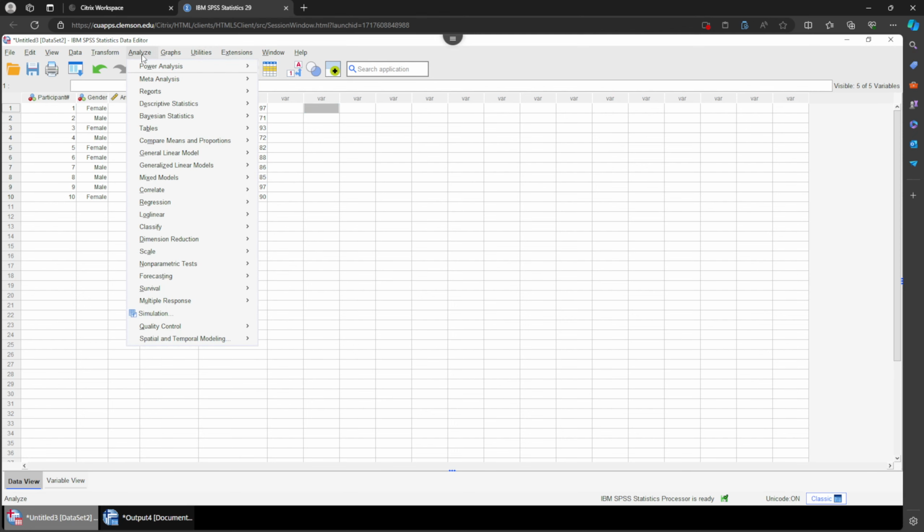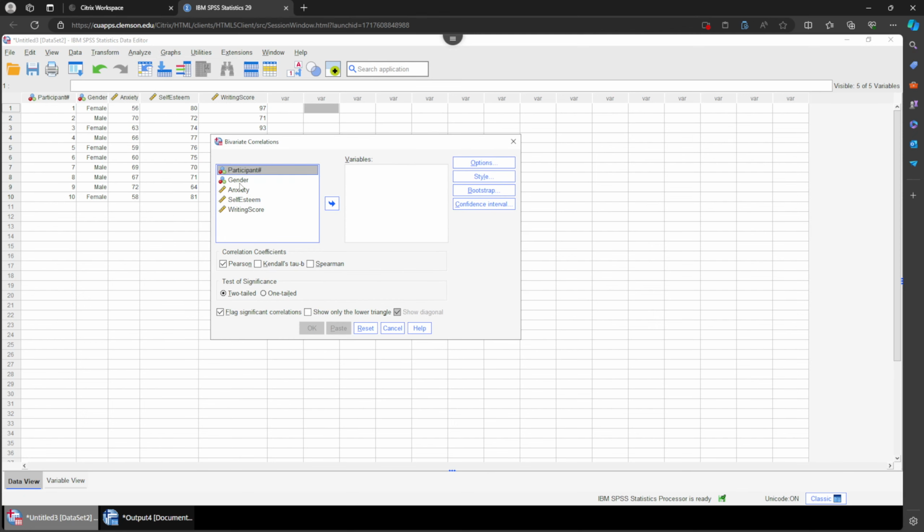So I'm still going to go analyze, I'm still going to go correlate, and I'm still going to choose this bivariate correlation. You might ask, why are we using bivariate if we have more than two variables we're going to be entering? The reason is any actual correlation that's run is only going to use two variables at a time. This will make more sense as we go. We're still going to choose bivariate. And now what we're going to do is we're just going to take all of our four variables of interest, not counting participant number, and we're going to include them in our list. So we're going to keep adding them until we have all four listed over here.